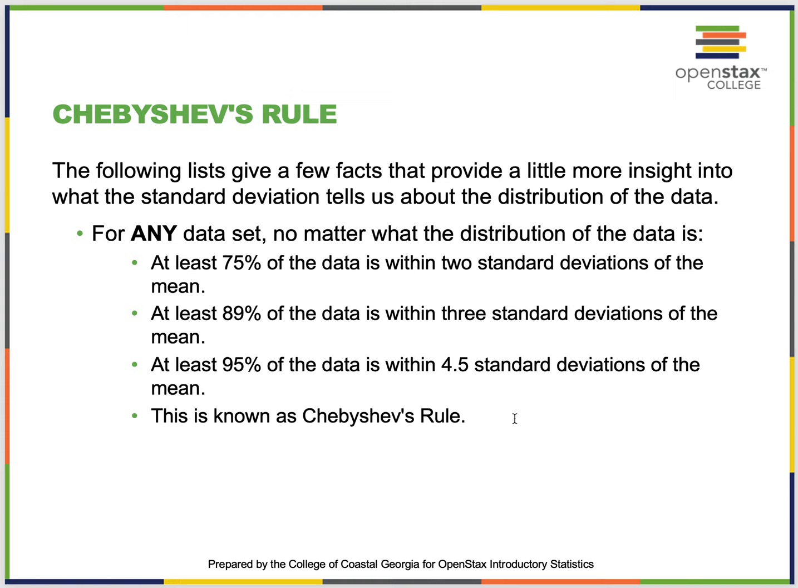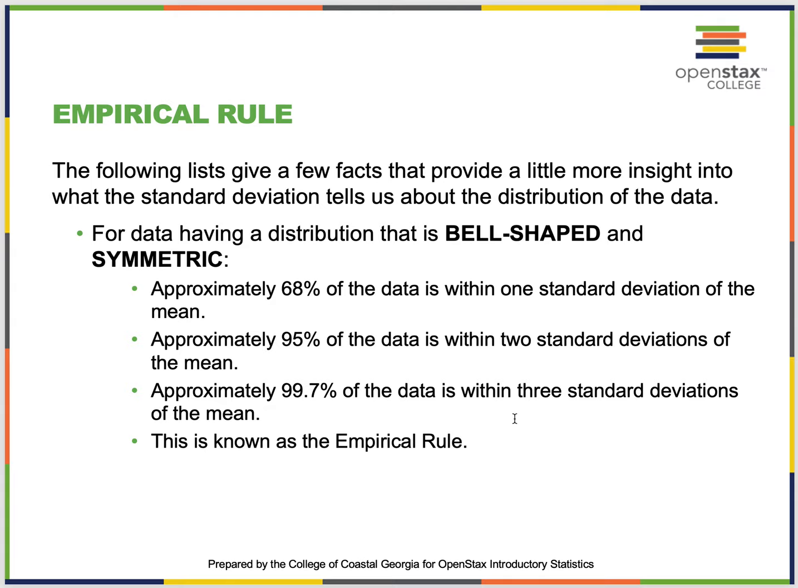But for the bell-shaped symmetric curve, and this applies to the normal distribution exclusively, and we're going to use the word normal distribution because it's so central to inferential statistics, approximately 68% of the data is within one standard deviation of the mean. 95% of the data is within two standard deviations of the mean, and 99.75% of the data is within three standard deviations of the mean.